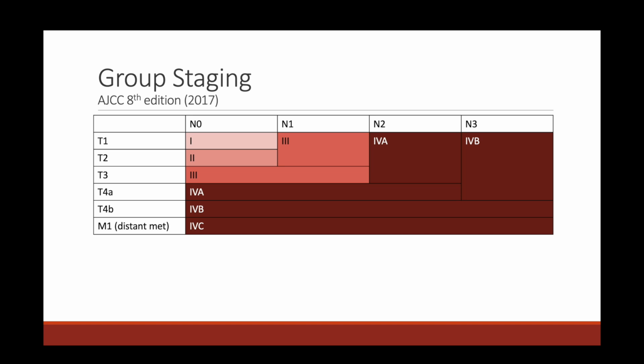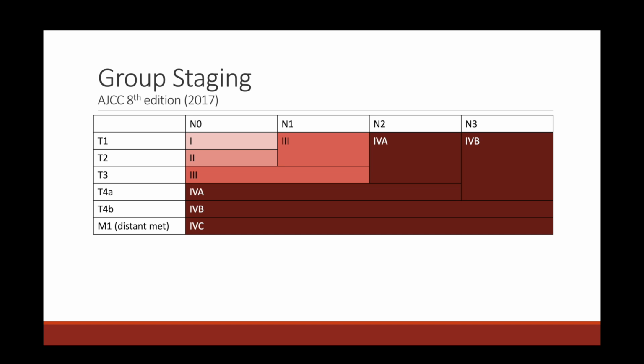If you have T4B or N3 disease, it's stage 4B. If you have T4A or N2 disease, it's automatically stage 4A. And then if you have T3 disease or N1 disease, it's stage 3. T2N0 is stage 2, and T1N0 is stage 1.